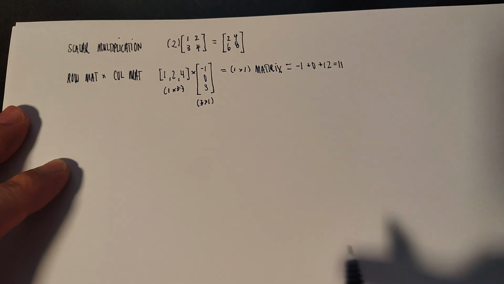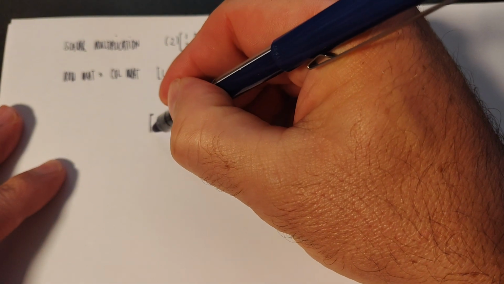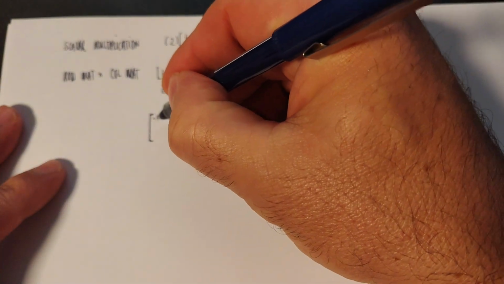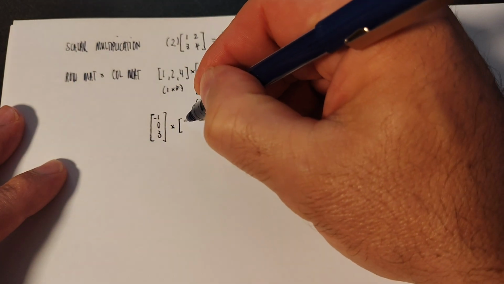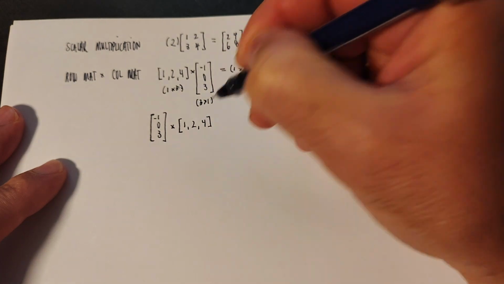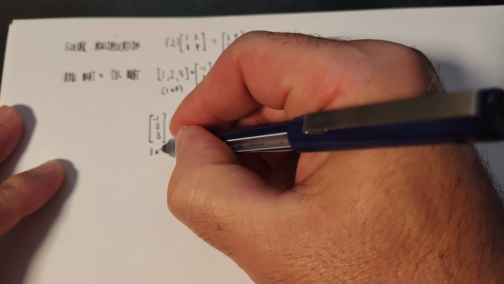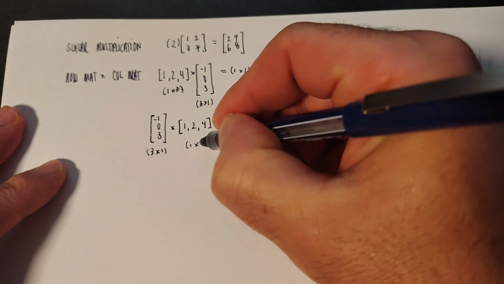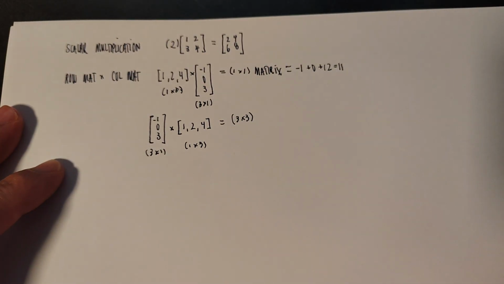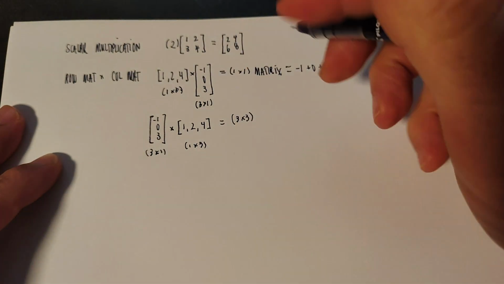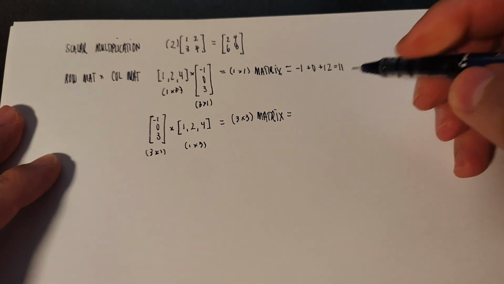Now look what happens when we reverse the order of multiplication. If we take that column vector and multiply it by the row vector instead, so -1, 0, 3 times 1, 2, 4, now the dimensions are different. This is a 3 by 1 matrix here, and this is a 1 by 3 matrix here. So the result is now going to be a 3 by 3 matrix. And when we go ahead and multiply this out, we get the following matrix.